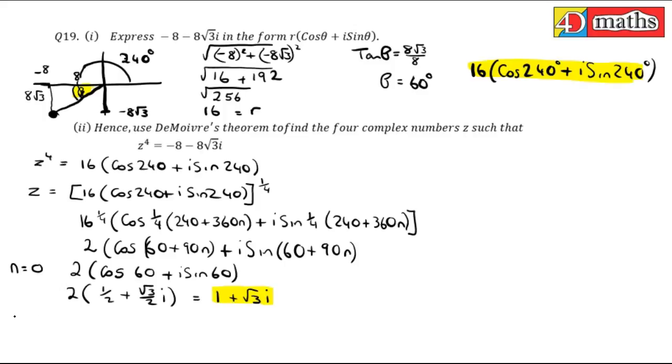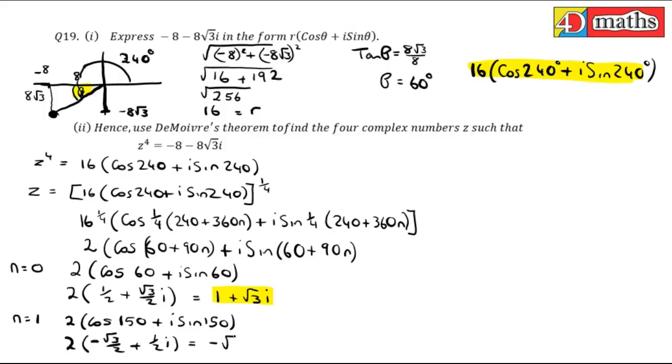Second answer is found when I put n equals 1. So it's 2 cos, now if I put 1 in for n, this time I get 150 degrees, plus i sin 150. Working this out, 2 cos of 150 is minus root 3 over 2 plus sine of 150 is a half i. And this works out to be minus root 3 plus 1 i. So there's my second answer.